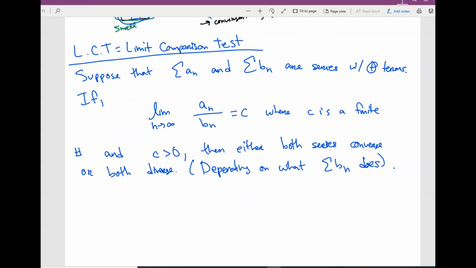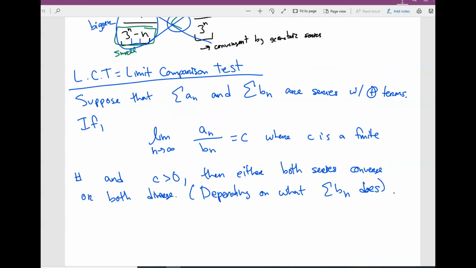Take a second to go ahead and stop the video if you want to write down this limit comparison test. Basically, what you really want to make sure is that the sum of a sub n and the sum of b sub n both have positive terms, and just take the limit of the division of a sub n by b sub n. If this c term is finite and c is positive, then either both series are going to converge or both diverge. So it really just depends on what exactly b sub n does.